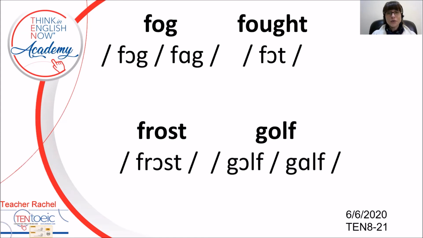Frost. This is when it's very cold and there's ice all on top of the grass and the plants. It's white looking. That is called frost. Even maybe on a window, if it's cold outside, there's frost on the window. It's a little bit frozen.